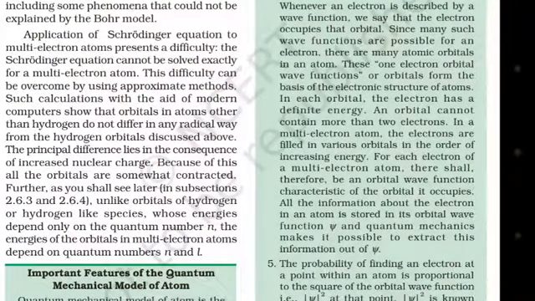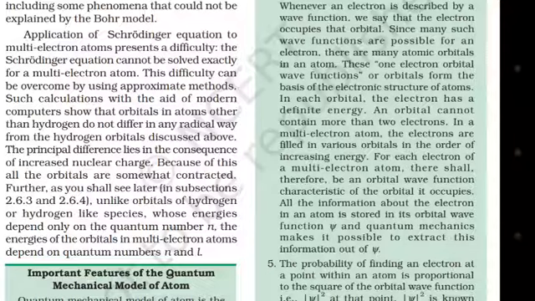Application of the Schrodinger equation to multi-electron atoms presents a difficulty. The Schrodinger equation cannot be solved exactly for a multi-electron atom. This difficulty can be overcome by using approximate methods. Such calculations with the aid of modern computers show that orbitals in atoms other than hydrogen do not differ in any radical way from the hydrogen orbitals discussed above. The principal difference lies in the consequence of increased nuclear charge. Because of this, all the orbitals are somewhat contracted.